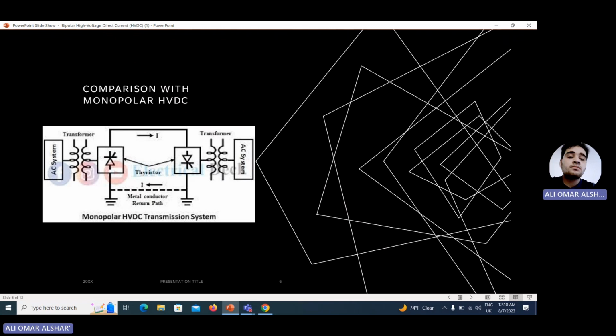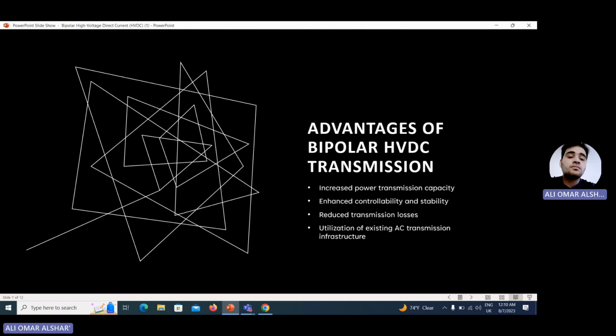Because the monopolar cannot handle this situation. Now, the advantages of the bipolar high voltage DC transmission: first of all, increasing the power transmission capacity. Then enhancing the controllability and stability, reducing the transmission losses as we talked about previously, and utilization of existing AC transmission infrastructure.